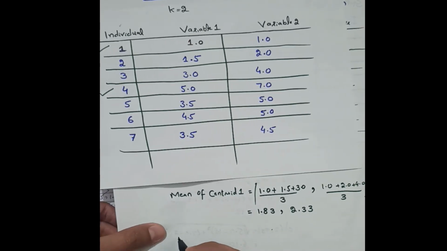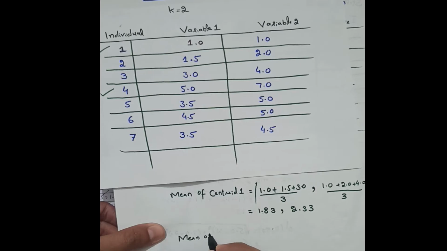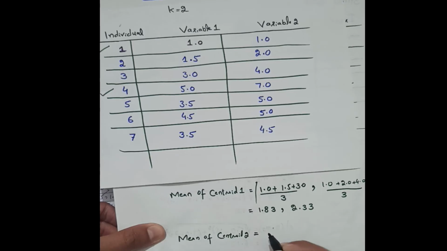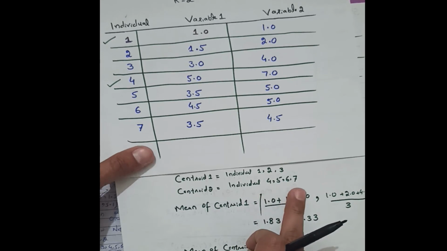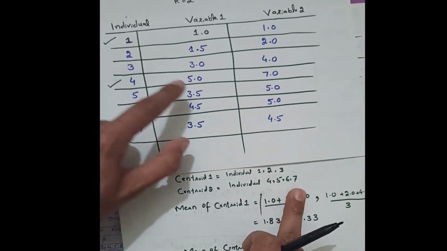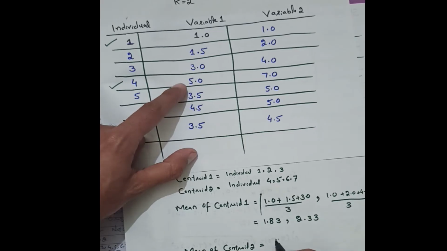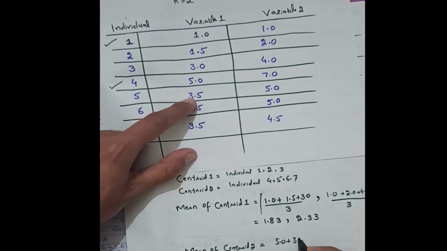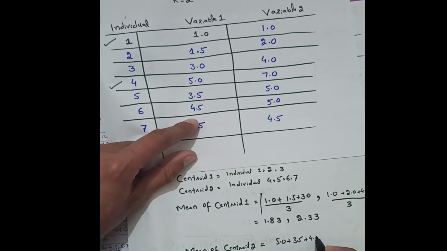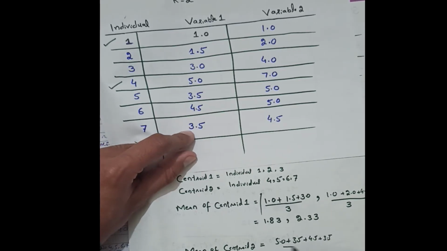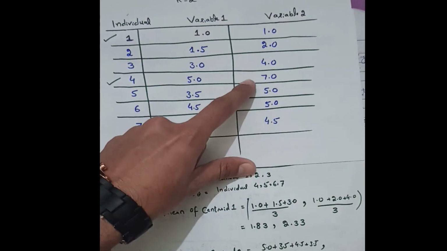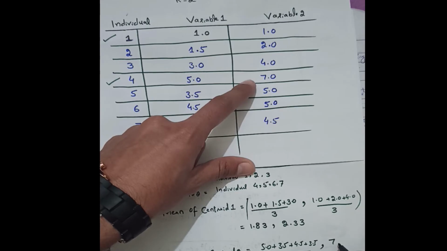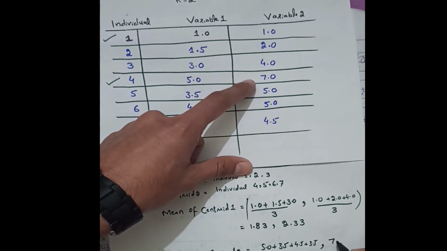Next, the mean of centroid 2. In centroid 2 we have 4 individuals: 4, 5, 6, 7. The first values are 5.0 plus 3.5 plus 4.5 plus 3.5, divided by 4 this time. Similarly for the other variable: 7, 5, 3 and 4.5. As the mean formula says, it is the sum of all values divided by the number of values.